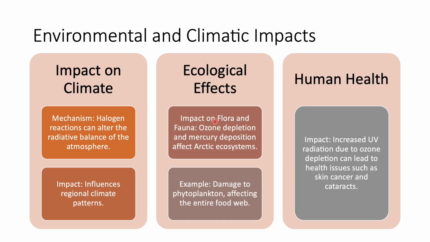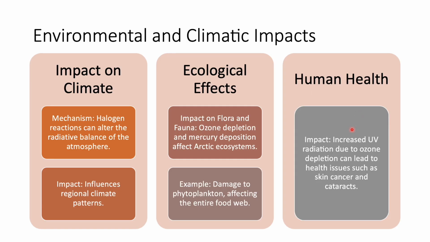And what are the ecological effects? The flora and fauna are basically affected. Ozone depletion and mercury deposition affect the Arctic ecosystems. For example, damage to phytoplankton happens, which affects the entire food web. So these are the ecological effects of halogens' impact on the Arctic region.